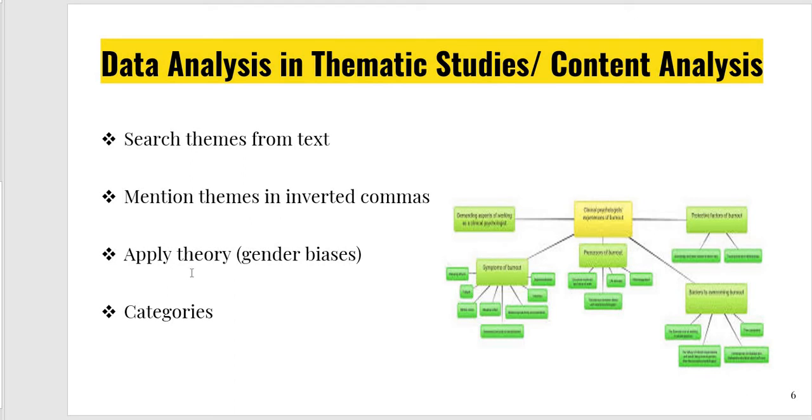You will apply your theory to your data. This is very important. Suppose you are working on textbooks and their gender biases, and you are exploring those gender biases. You will find certain key terms. For example, a businessman. You will not find the word businesswoman, or you will not find chairwoman. You will find chairman, policeman. So these terms are called sexist terms. They are gender biased terms. So in this way you will apply your theory to your data, to your themes and content.